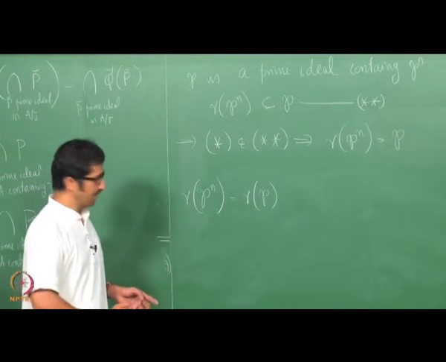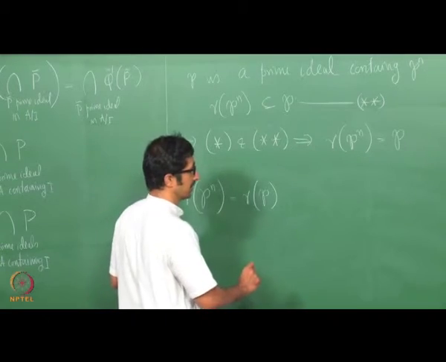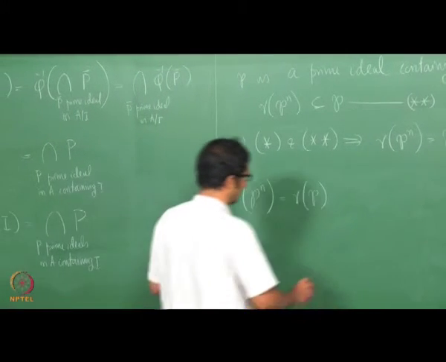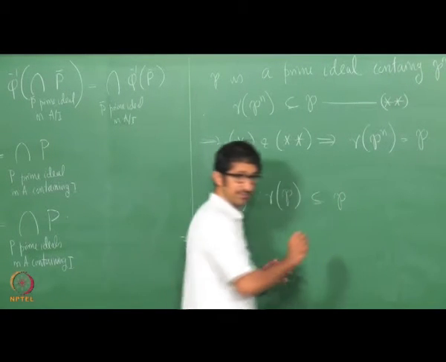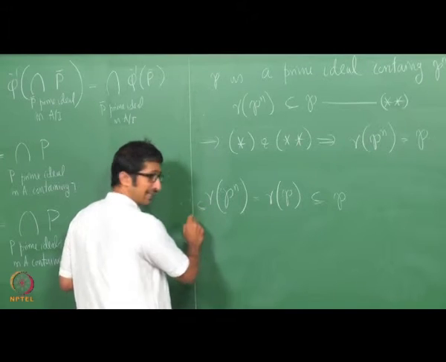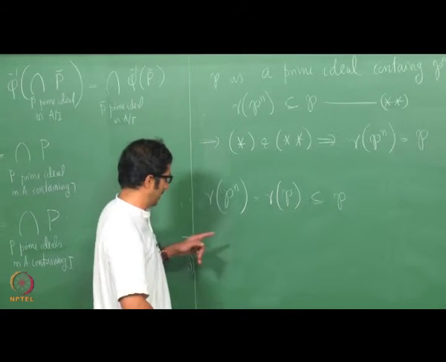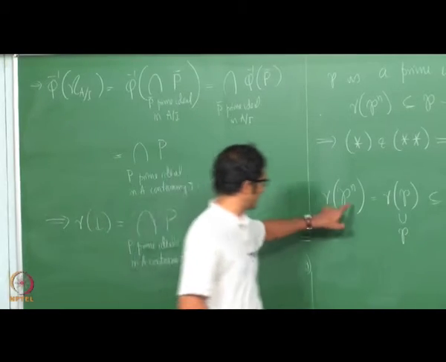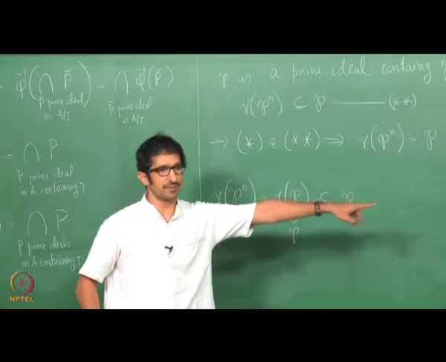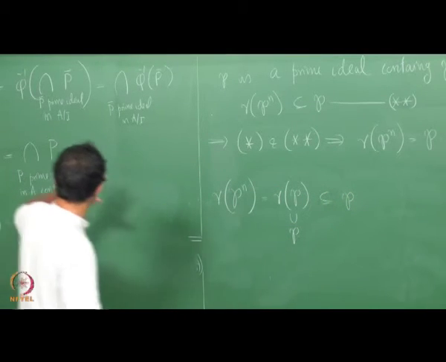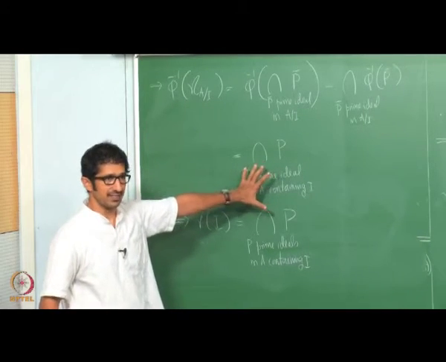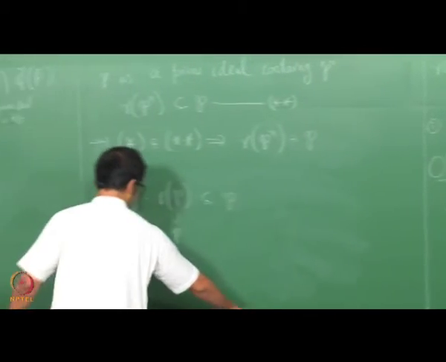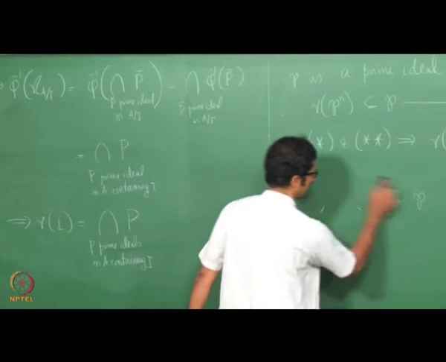Now, if we use the fact that this is equal to the intersection of all prime ideals containing p, then what do you get? This is contained in p, and then this is containing p. We did not use this property there, we simply observed it from here. We have to use this fact in the middle. The other two sides, you can use any of the properties. But yes, this is another way to observe this property.